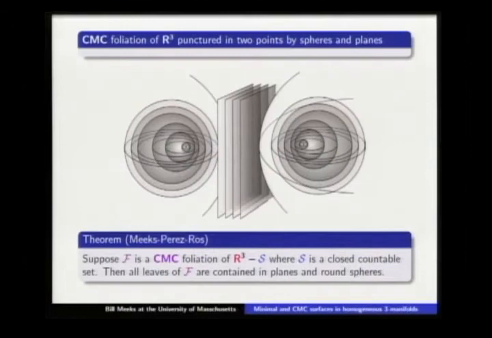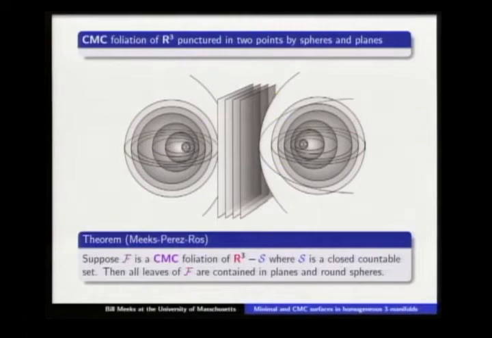The mean curvature is not bounded around the singularities. In fact, you can estimate it. It grows essentially like 1 over the radius. If you're near an isolated singularity, the second fundamental form kind of looks like 1 over R. Okay. So that's the kind of result.